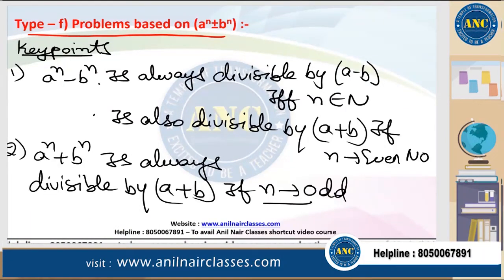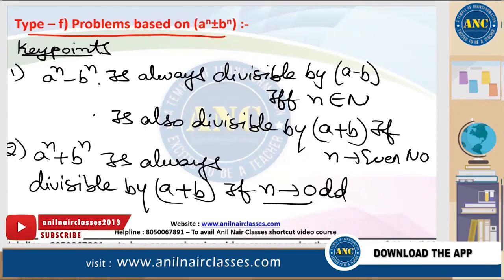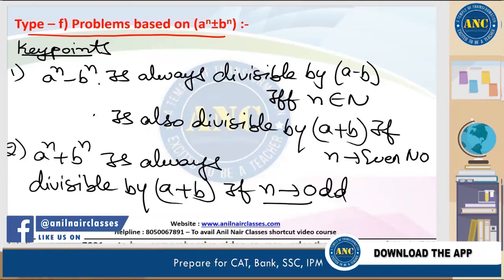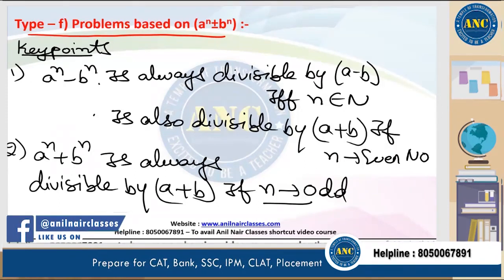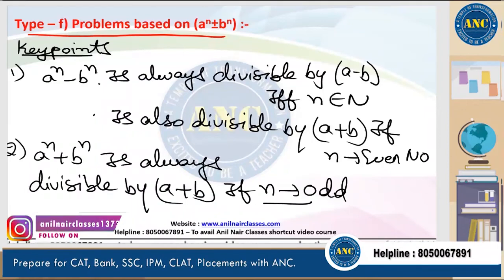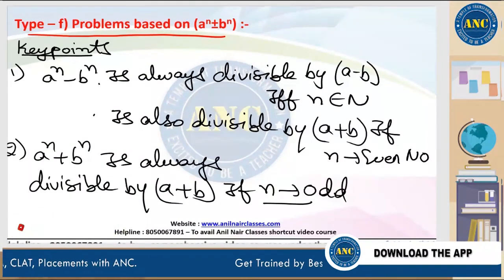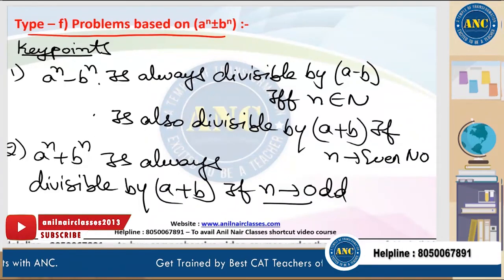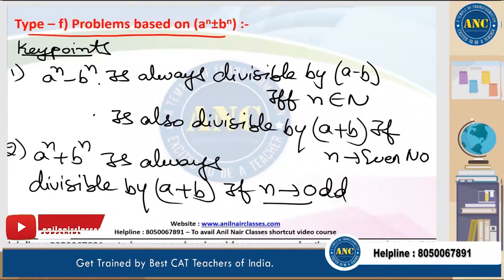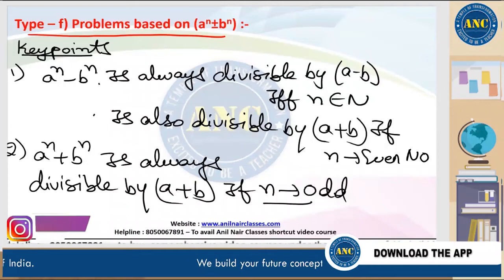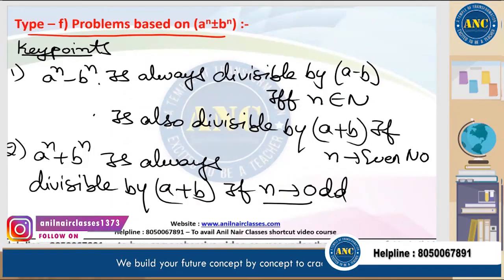Please make a note of two important points. A power n minus b power n is always divisible by a minus b if n is a natural number. A power n minus b power n is also divisible by a plus b if n is an even number. All the problems are based upon these two important key points. One is a power n minus b power n, another is a power n plus b power n. Next.